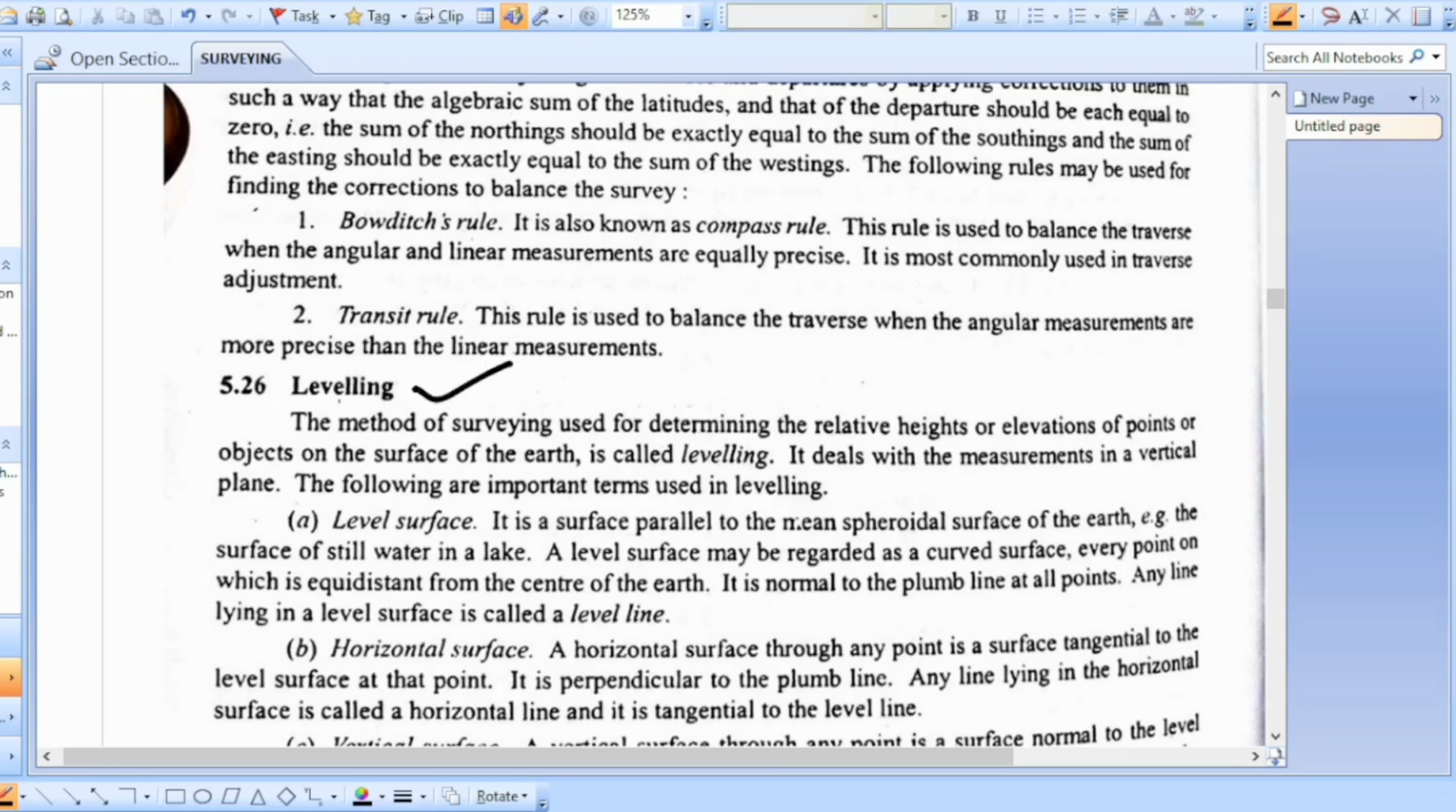What is leveling? The method of surveying used for determining the relative height or elevation of points or objects on the surface of the earth is called leveling. लेवलिंग क्या?